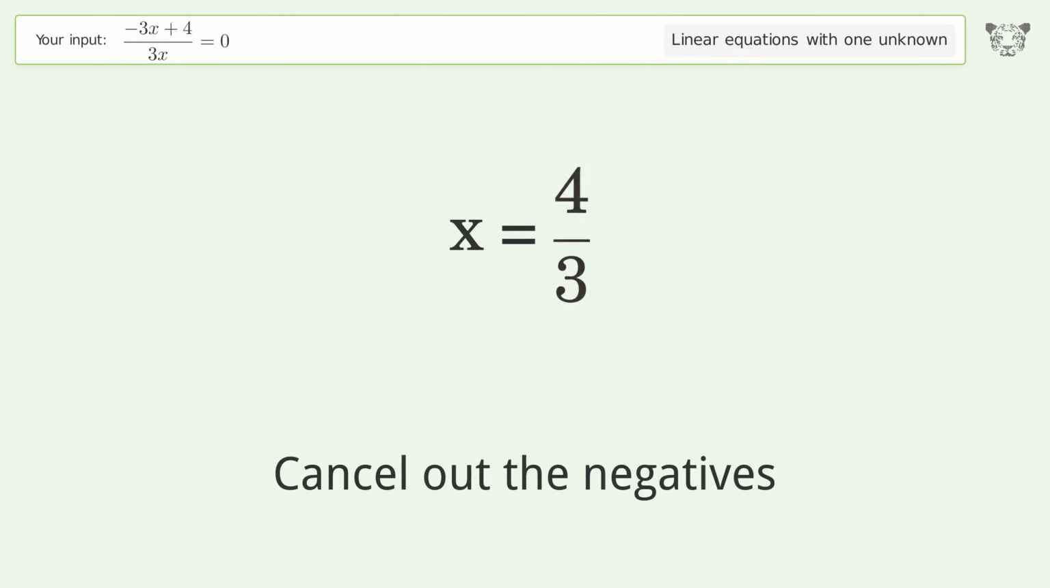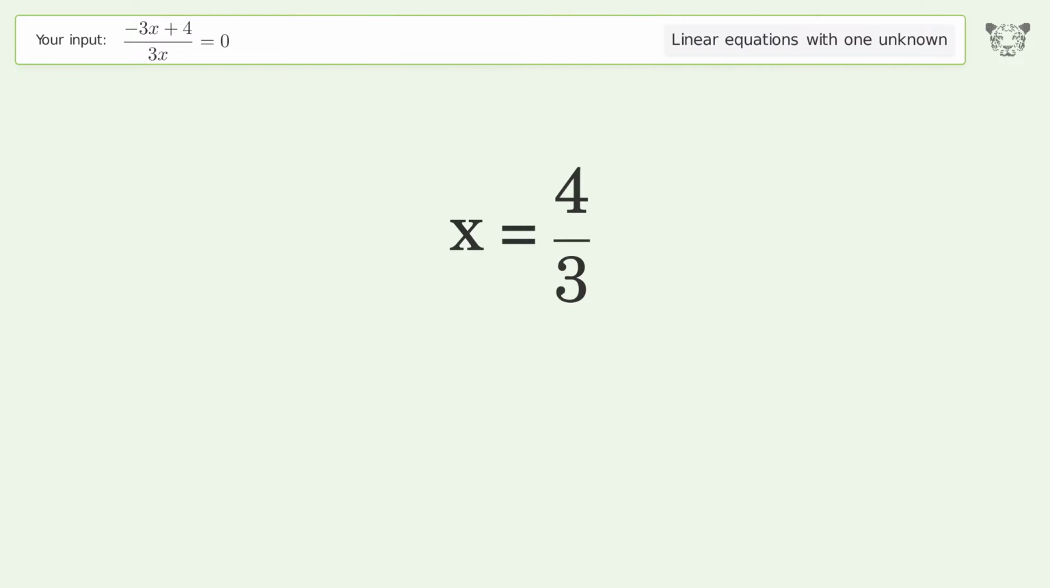And so the final result is x equals 4/3.